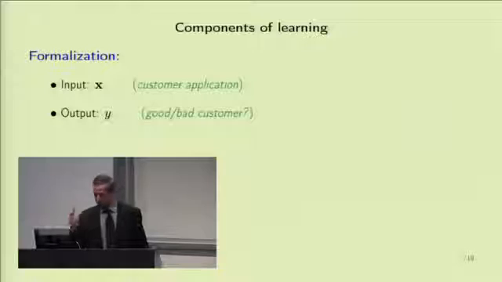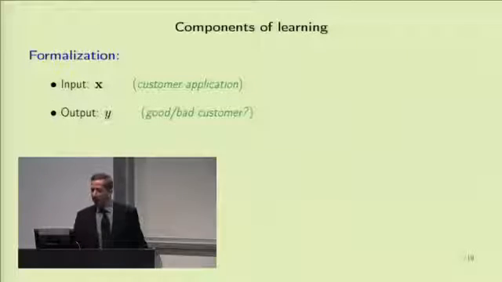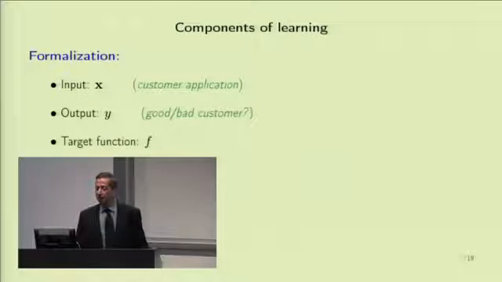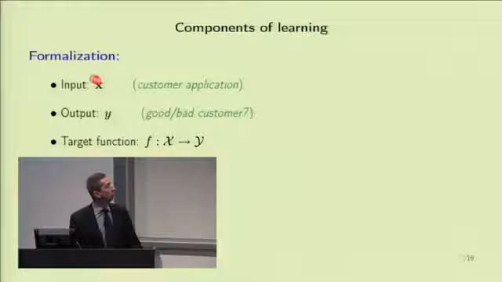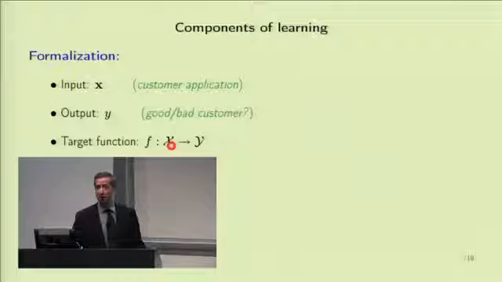And being a good or bad customer, that is from the bank's point of view. Okay? Now, we have, after that, the target function. The target function is a function from a domain X, which is the set of all of these. So it is a set of vectors of d dimensions. So it's a d-dimensional Euclidean space in this case.